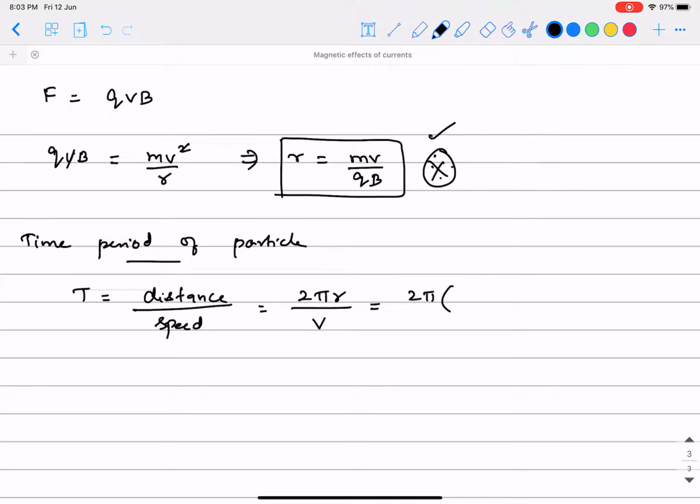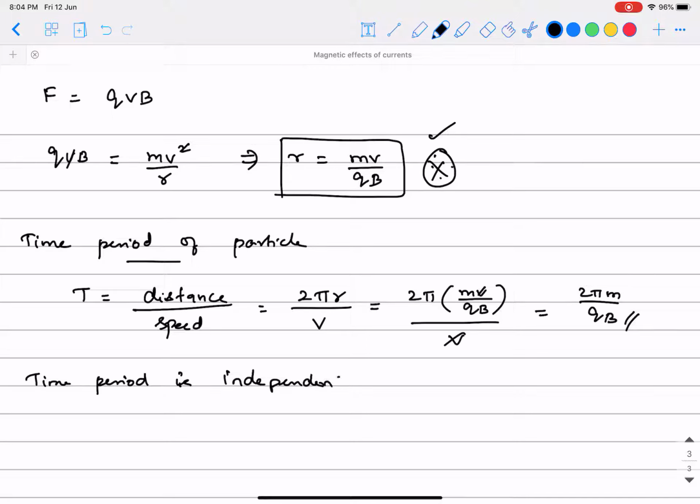So 2 pi r can be written as 2 pi into mv divided by qB, the whole divided by v. So v and v will get cancelled. It will be 2 pi m divided by qB. So this is going to be the time period of the particle. And remember, time period is independent of velocity. Whatever is the speed with which you project the particle, it depends only on the mass of the particle, the charge of the particle, and the magnetic field to which it is projected. It has nothing to do with what velocity you are projecting it with.